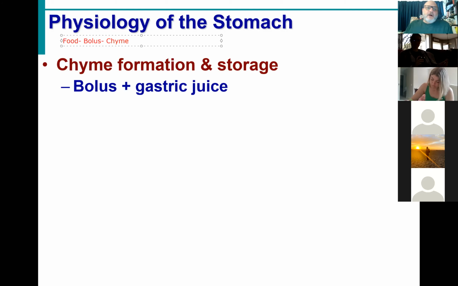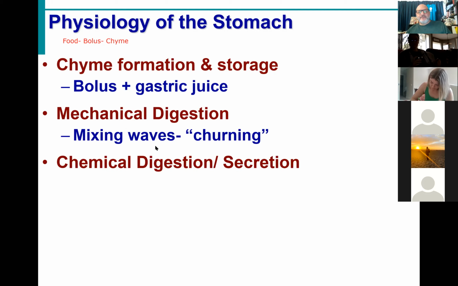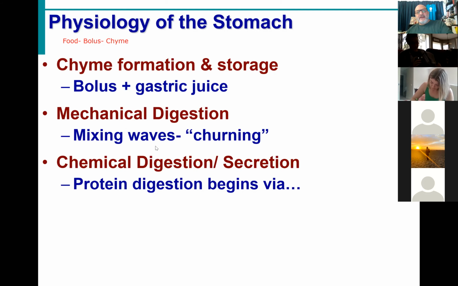So we have our second iteration of the food: bolus that occurred in the mouth, and then it is converted into chyme in the stomach by mixing it with the gastric juices, by churning it, continuing the mechanical breakdown. Again, protein digestion begins thanks to pepsin. And we should also say, under mechanical digestion, specifically for proteins, that this is also denaturing with the hydrochloric acid. Protein digestion begins via pepsin.